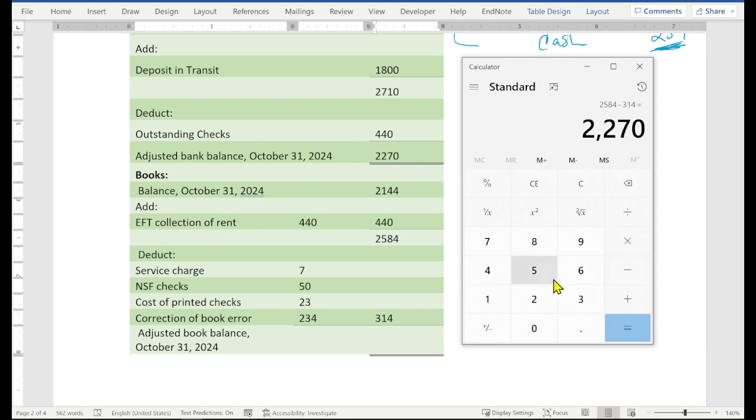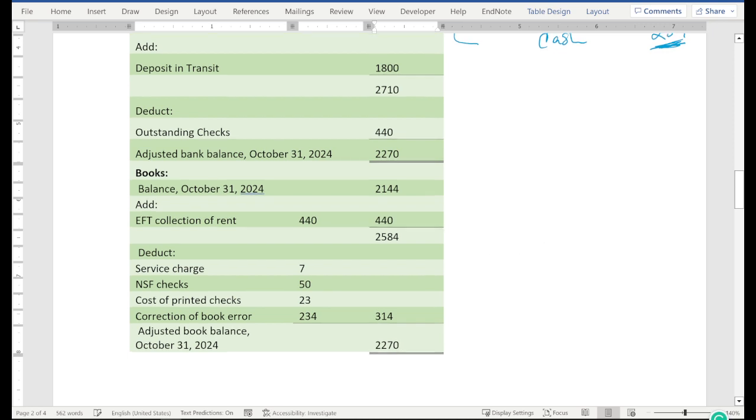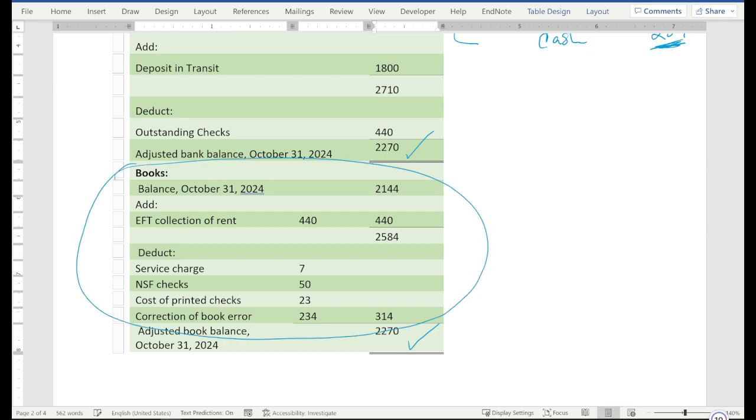2,270. There we go. So we can see here we do balance. So we accounted for all the timing differences. So all these additions and these 4 deductions, we're going to have to do journal entries for. All right, so that's up next. Let's go ahead and do that.